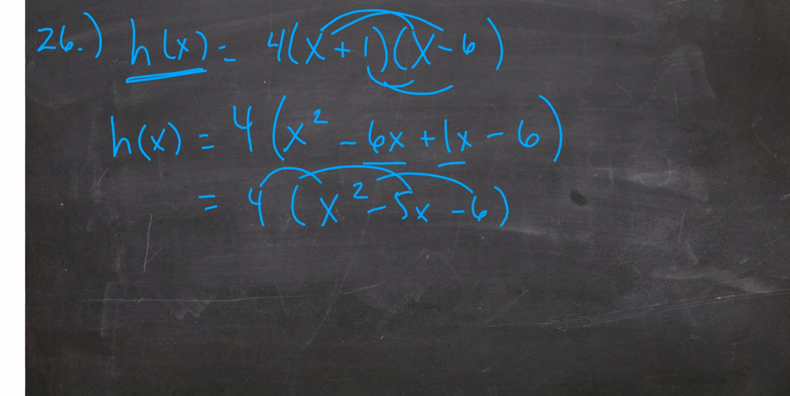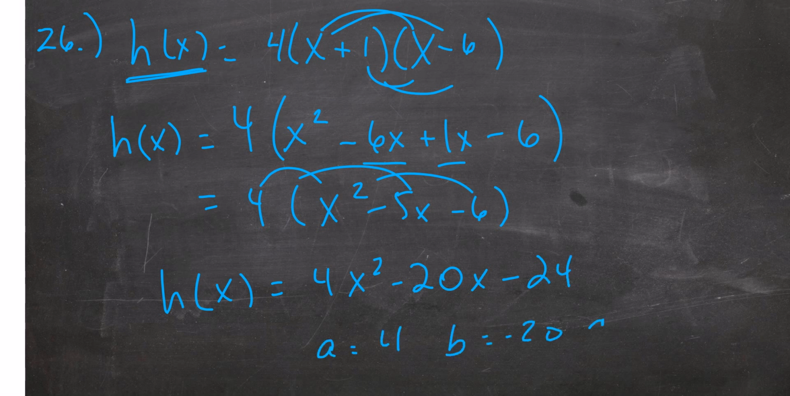Now I'm going to distribute the 4, because remember, I want 0 parentheses, which is why I do 4x squared minus 20x minus 24. If I want to go further, I could say A is 4, B is -20, C is -24. And that's it. Done.